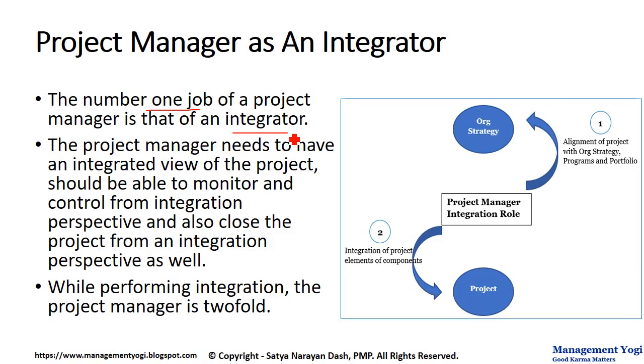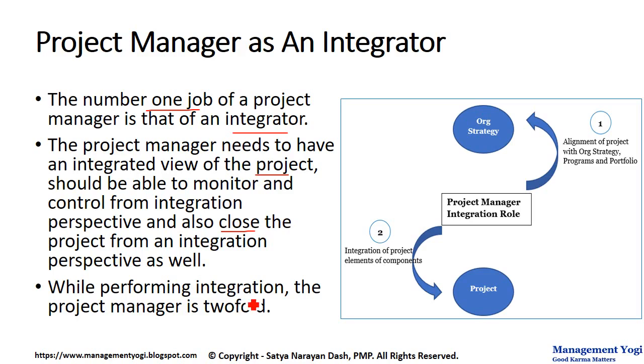You have to integrate various aspects of the project. The project manager needs to have an integrated view of the project, should be able to monitor and control from an integration perspective, and also should be able to close the project from an integration perspective as well. And that is the reason integration management knowledge area is the only knowledge area where you have processes across all the process groups. No other knowledge area, of the rest of the 9 knowledge areas, has processes across all the process groups, because the project should be monitored and controlled from an integration point of view as well as closed from an integration point of view.